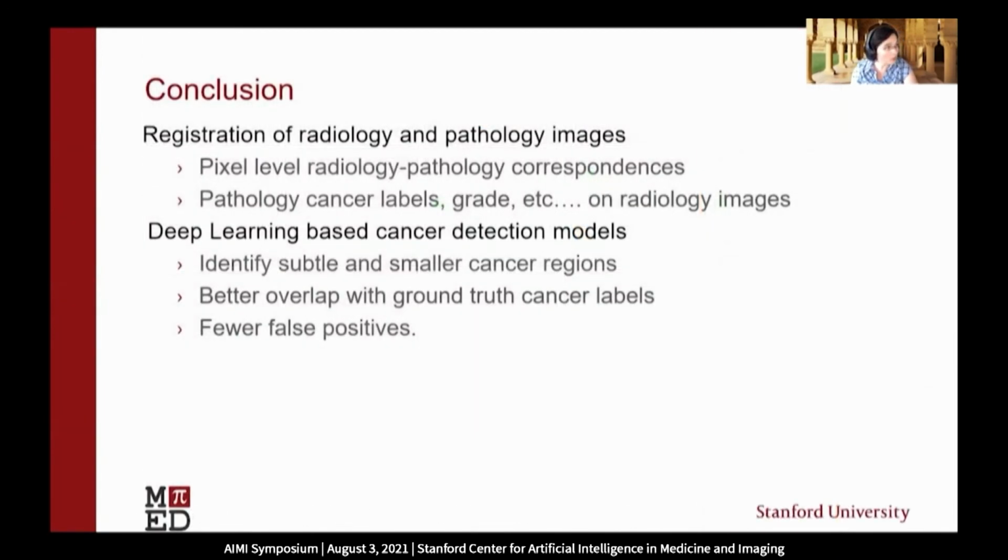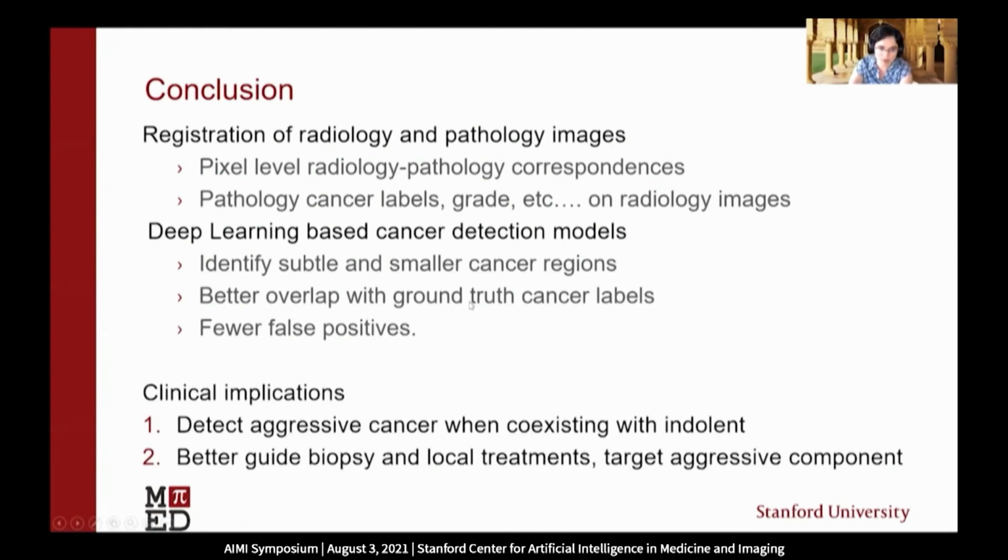So with that, I will conclude by saying that we show that registering radiology and pathology images allows us to create a pixel level correspondence between these multimodality data sets, that it allows us to get not only cancer labels and also aggressive cancer labels, but it also allows us to have image intensity correspondences. And with that, we can certainly train deep learning methods that are able to detect aggressive and indolent prostate cancer.